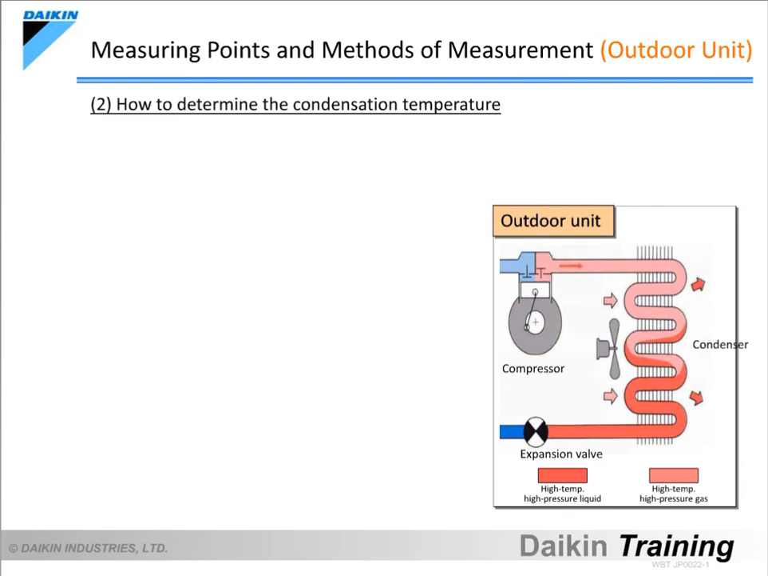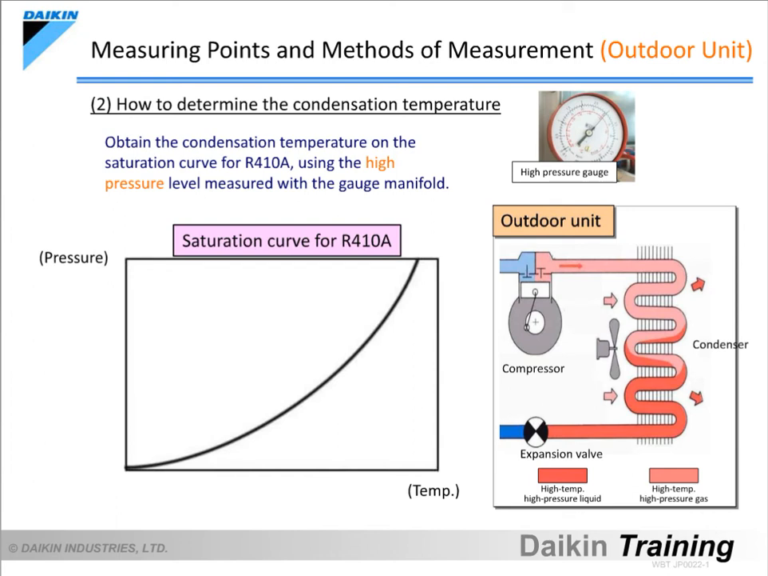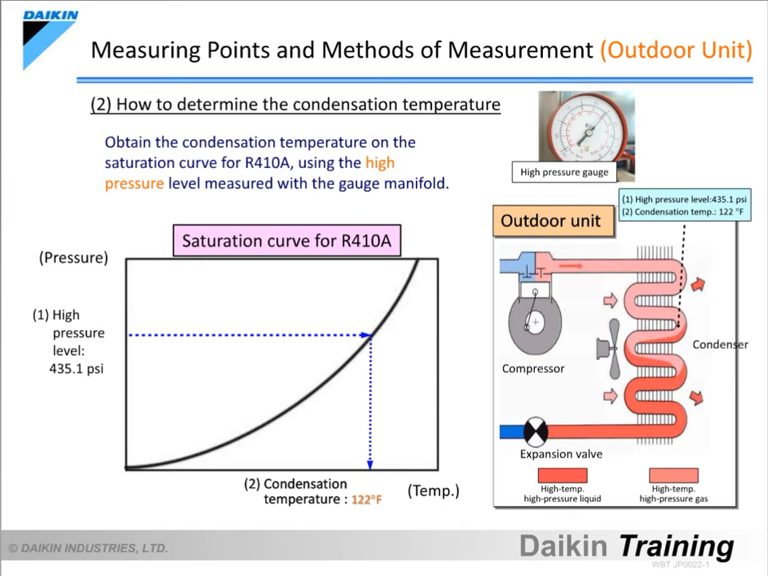Next, let's determine the condensation temperature. Obtain the condensation temperature on the saturation curve of R410A using the high pressure level measured with the high pressure gauge. The high pressure level is 435.1 pounds per square inch, so the condensation temperature is 122 degrees Fahrenheit.